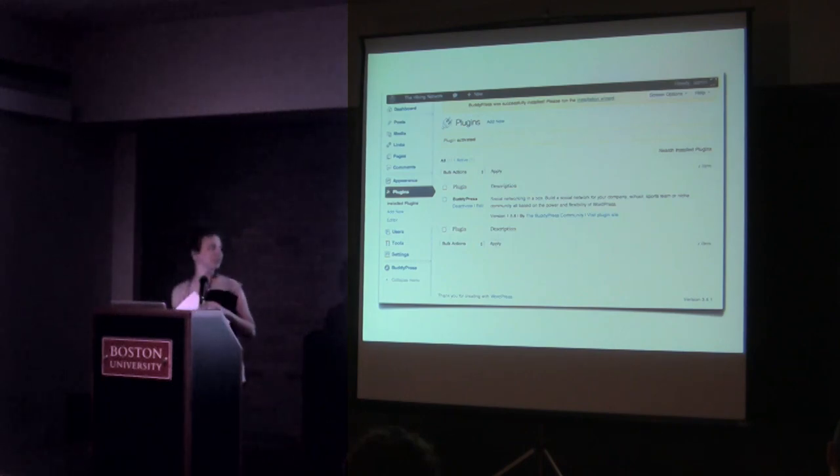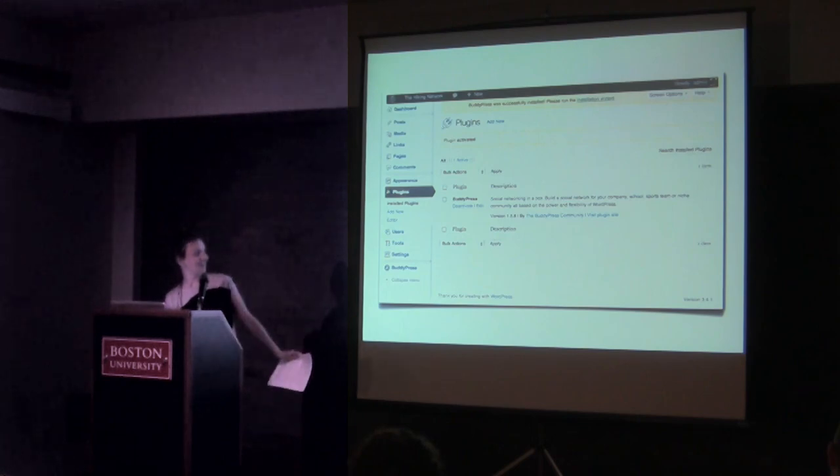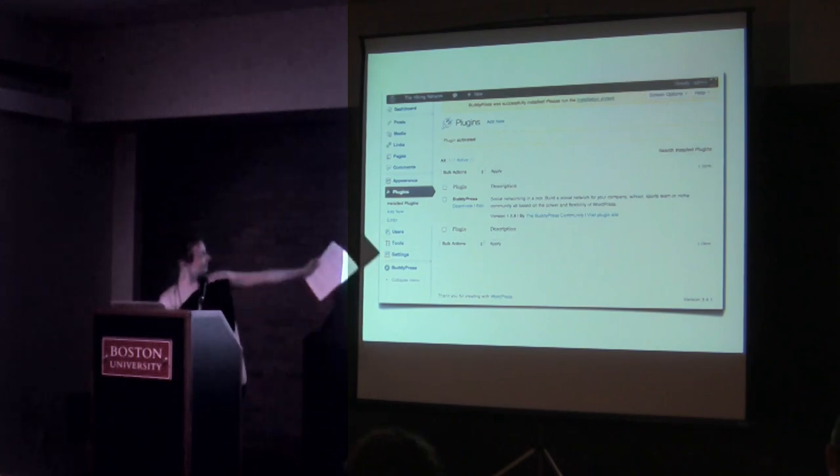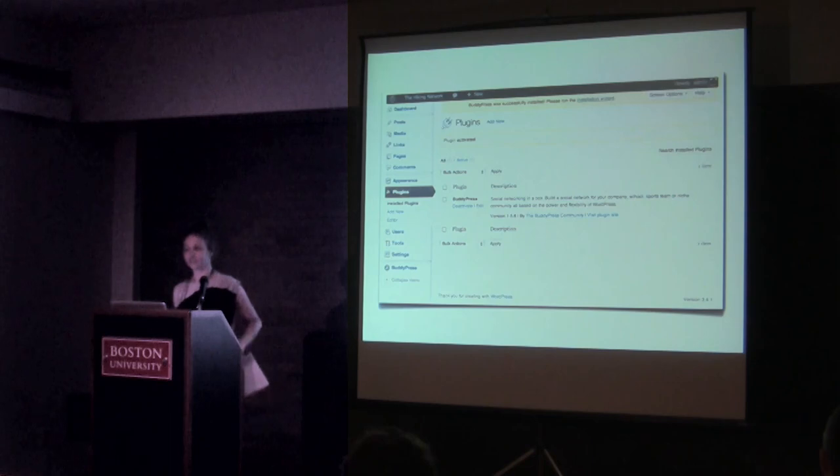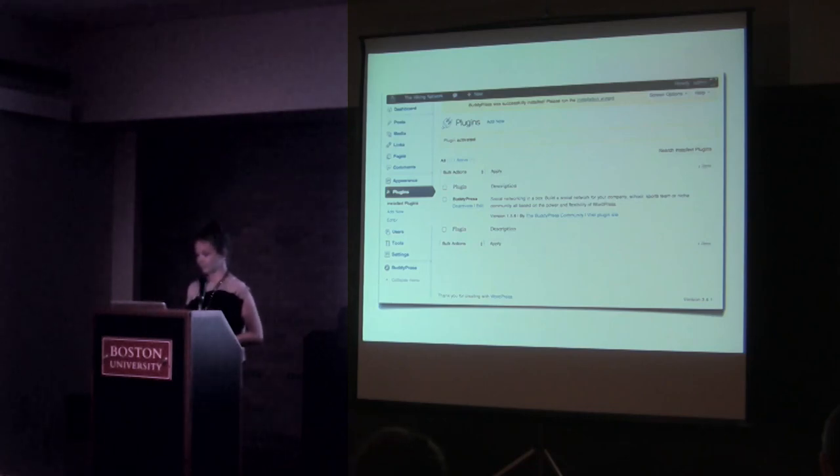And so after you've installed your BuddyPress plugin, it'll ask you to run through the installation wizard to set it up. And also you can see this, I set up a little sample site, and I like to hike, so this site is called Hiking Network. I want to build a social network of other hikers. So it suggests that you use the installation wizard to set up your BuddyPress site. So let's go ahead and do that.